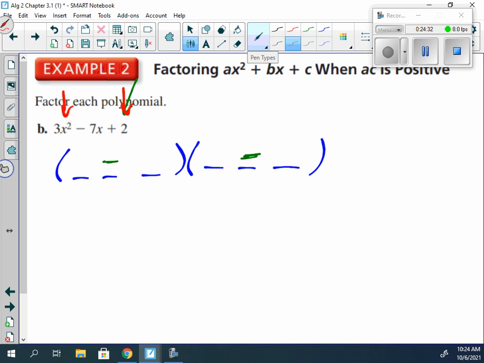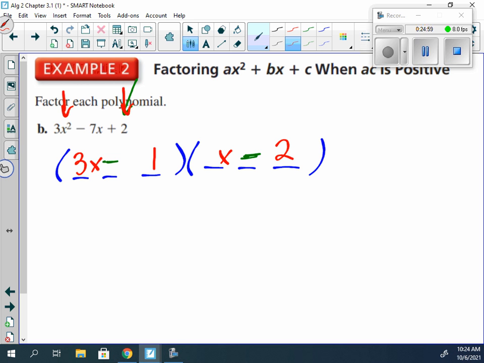Now we need to find the factors of the first and third term. 3 and 1. X and x for sure. Since 3 is prime, we'll have 3 and 1. I just threw them in there. I didn't really decide, no real particular order. Just kind of put it wherever it fell. 1 and 2.